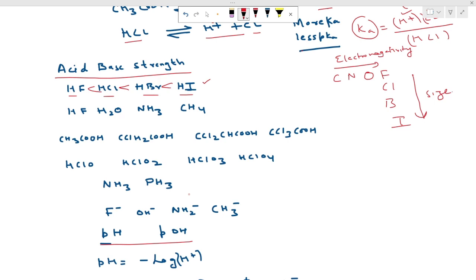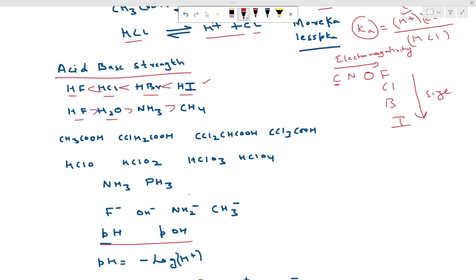Now if you compare the acid strength of HF, H2O, NH3, and CH4, which is more acidic? HF is more acidic compared to the others. Why? Because fluorine is the most electronegative atom. It can snatch all the electrons from the hydrogen end, and thereby it can donate the H plus ion very easily. So it is more acidic compared to H2O. Oxygen is less electronegative as compared to fluorine. Nitrogen is further less electronegative than oxygen, and carbon is the least electronegative element among all the four.